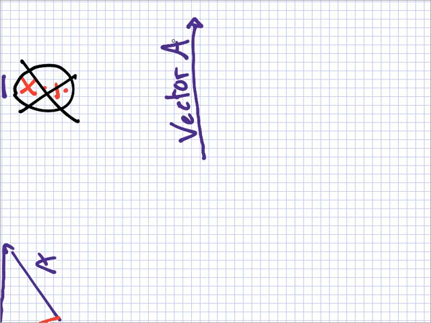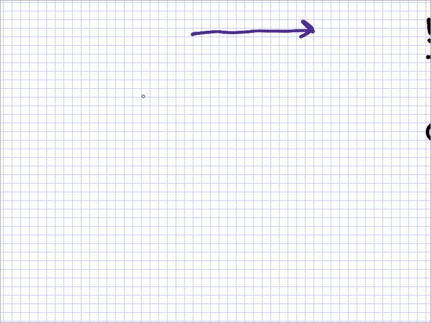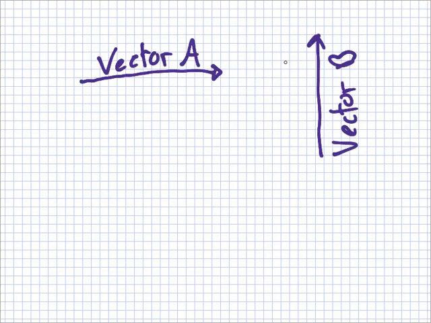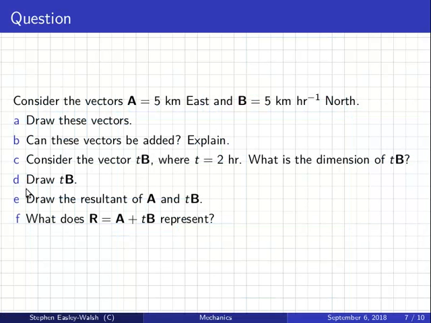So think about what I'm doing. Let me just draw it here. This is vector B. There we go. Vector A, vector B. They should be the same length, right? Roughly. Okay, so that's part A done. Part B. Can these vectors be added together? What do we think, class? Yes or no?